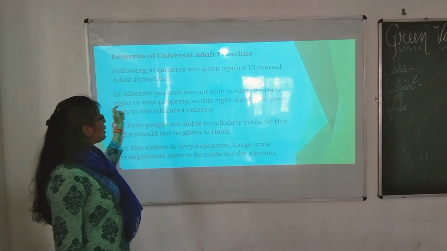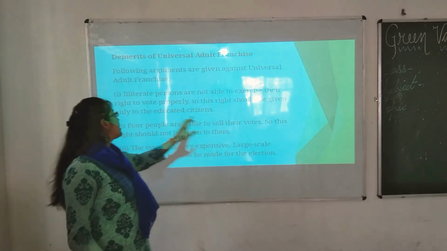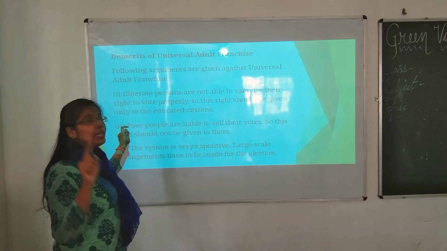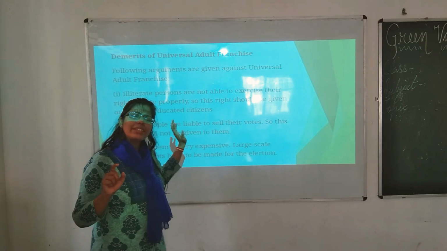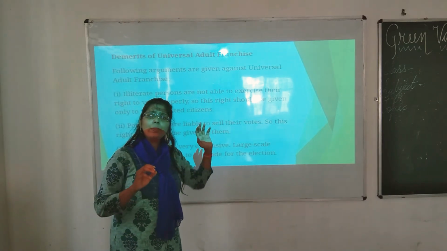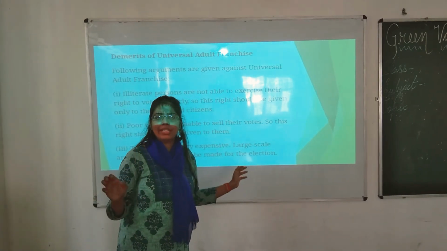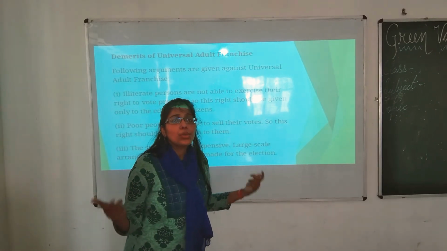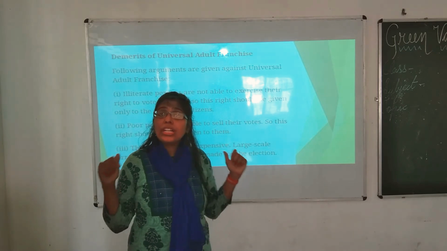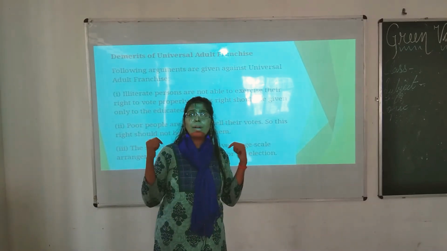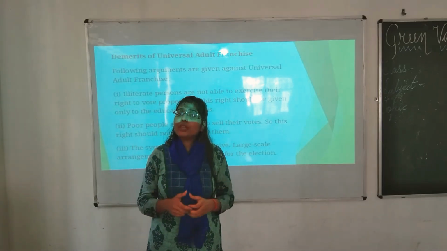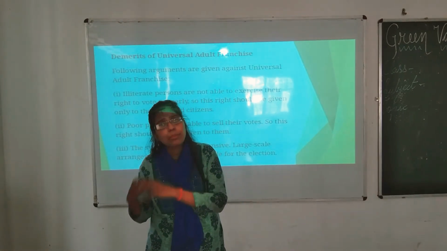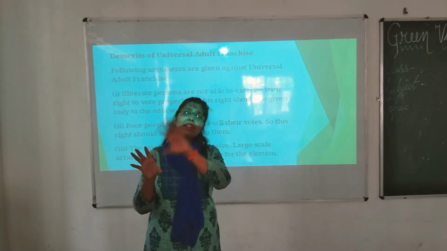So what is that? Illiterate persons are not able to exercise their right to vote properly. So this right should be given only to educated citizens. Somewhere this feeling comes that this right should be given only to educated citizens, because educated citizens know to whom we are supposed to cast the vote. To whom should we give our vote, what is the importance of my vote, can only be realized by educated citizens. Those who are not educated can never understand its importance. They will always, or somewhere, cast the wrong vote.